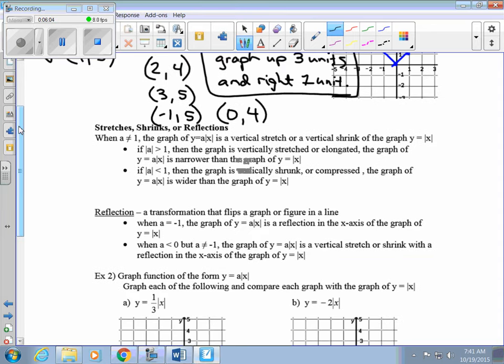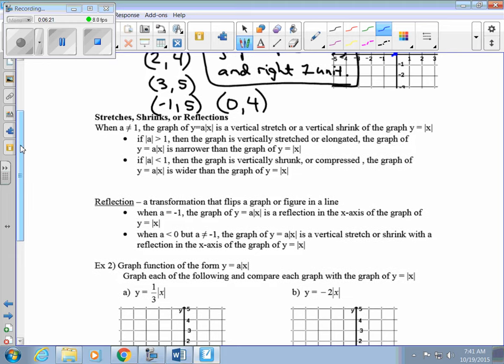Next, we're going to talk about stretches, shrinks, and reflections. Now we want to make sure to pay attention to these because this is going to come back to us later when we're graphing quadratics and other types of things as well. So stretches, shrinks, or reflections. First of all, when A equals 1, it's the same size, shape, and orientation. The graph of y equals A times the absolute value of x is a vertical stretch or a vertical shrink of the graph y equals absolute value of x.